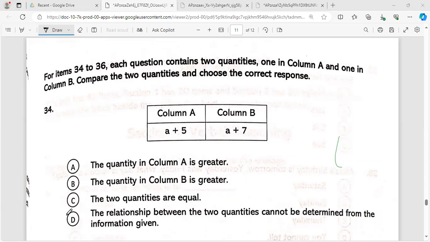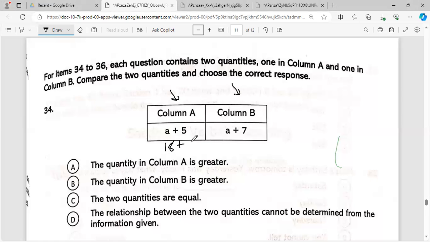Sir, I think it's D, sir, because you cannot say that column B is greater than column A, sir, because you do not know what A is. A could be exactly 18. All right, let's put that to the test. Let us say 18 plus 5.